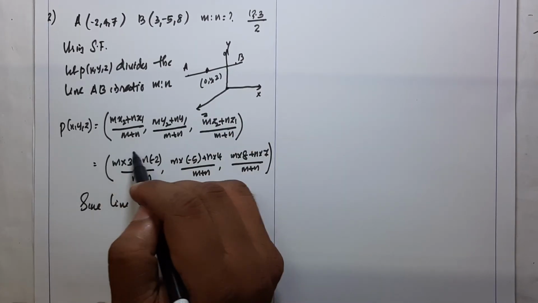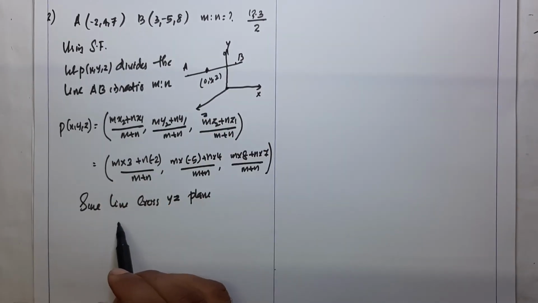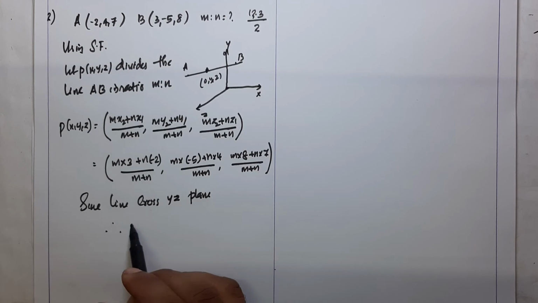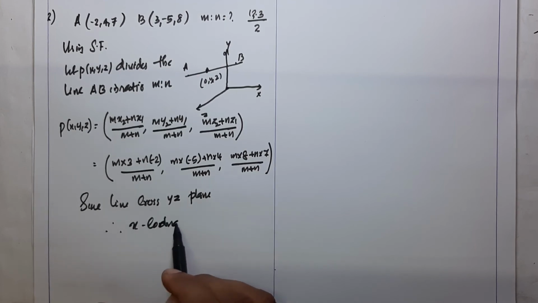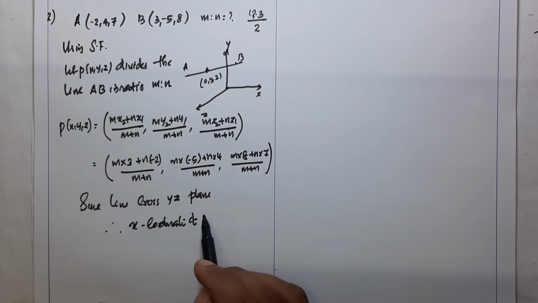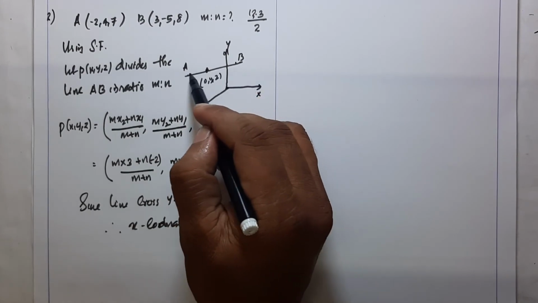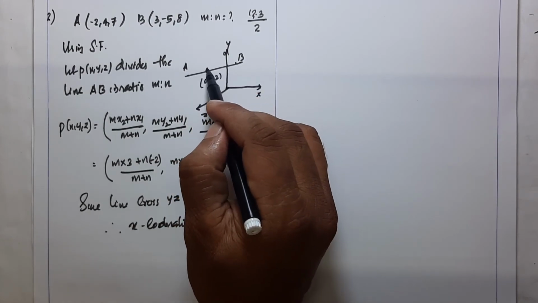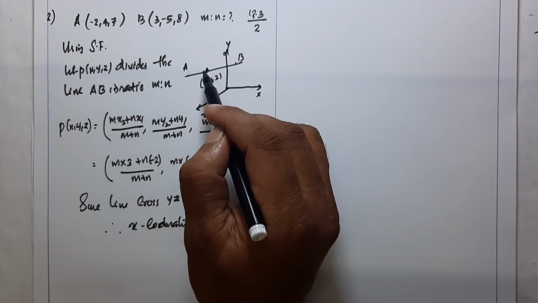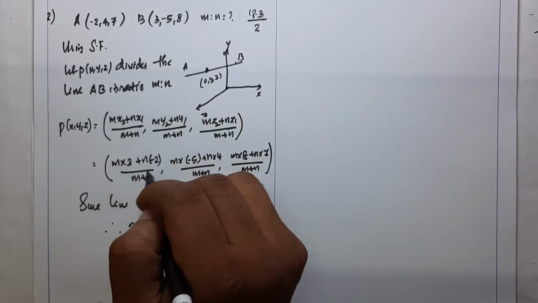The X coordinate of P becomes 0. Since the line crosses the YZ plane, the X coordinate of P is equal to 0. Because P is a variable point on the line between A and B, but at the position where it crosses the YZ plane, the X coordinate of P becomes 0.